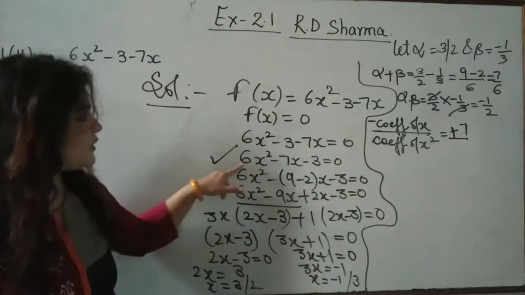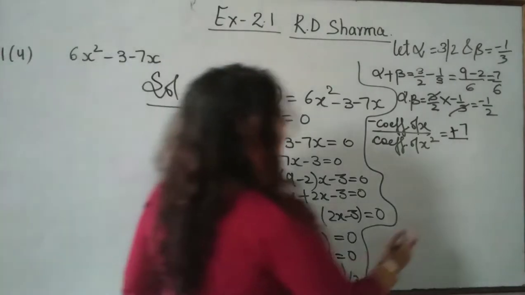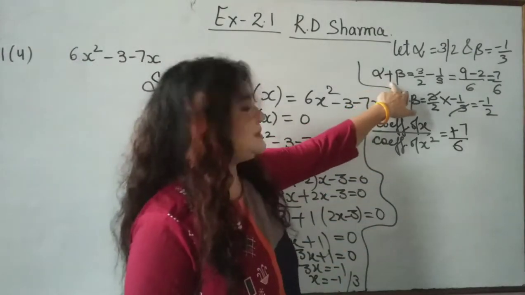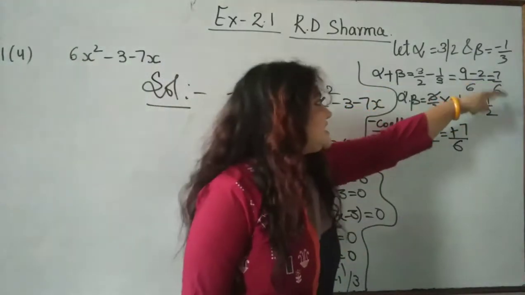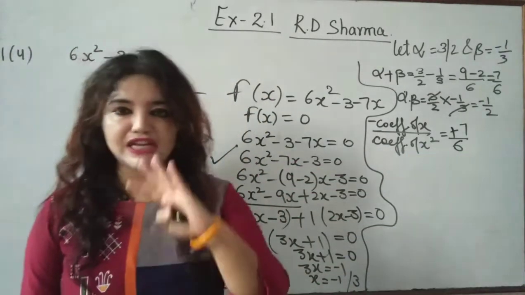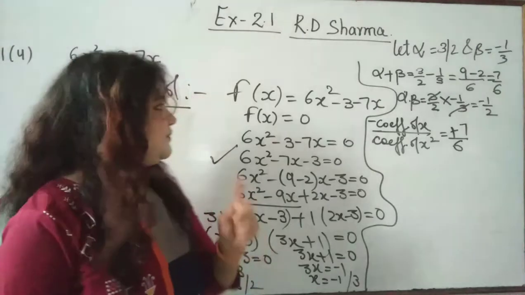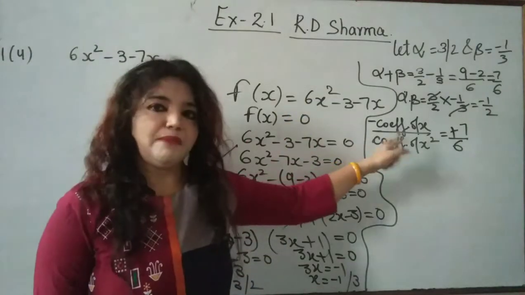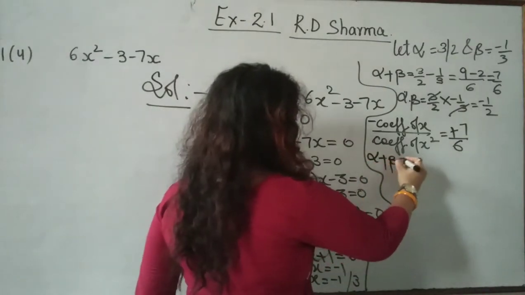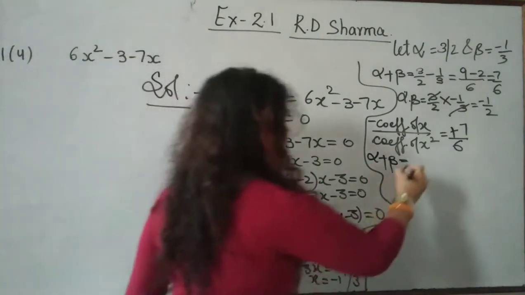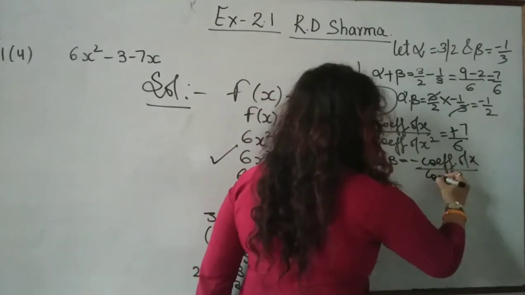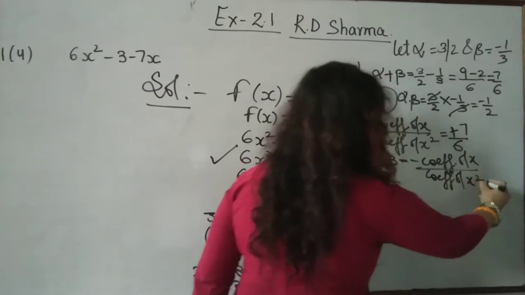Coefficient of x square. What is the coefficient of x square? That is 6. So 7 by 6. And see guys, alpha plus beta we have already calculated. That was 7 by 6. And here also this is equal to 7 by 6. So that means एक relationship हमने verify कर दिया. Alpha plus beta is equal to minus coefficient of x upon coefficient of x square. इसको हम note कर लेते हैं यहाँ पे.